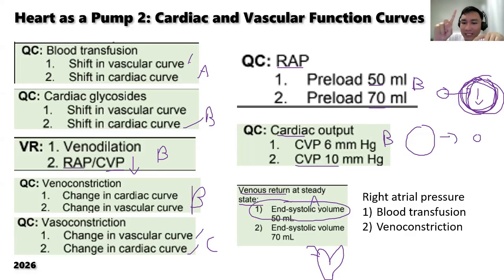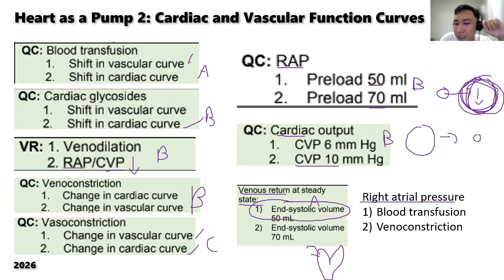Okay? Two rationales. Yung una, since less blood yung nasa heart, mas madaling makakabalik yung blood galing sa veins. And secondly, since maliit yung end systolic volume mo, mataas yung stroke volume mo, mataas yung nilabas mo, mataas din yung kailangan bumalik sa heart. Okay? That's a higher venous return at end systolic volume of 50.